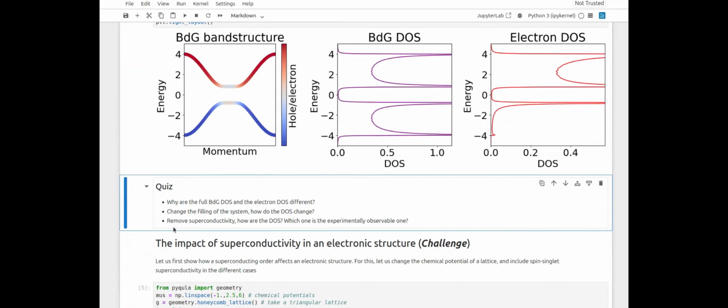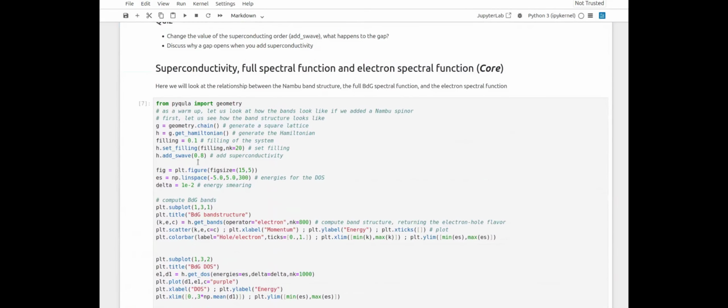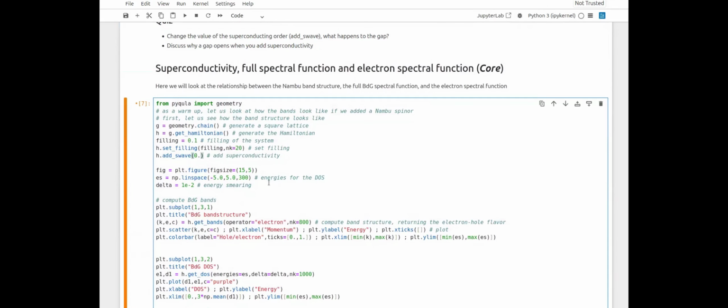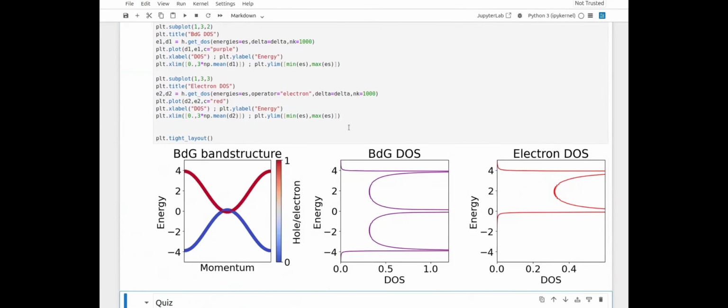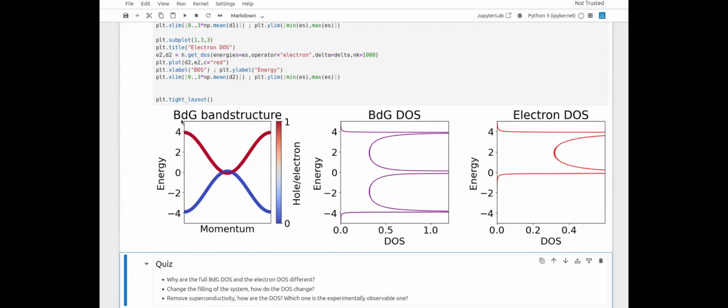And then the last question, remove superconductivity. How does the density of states look? And which one is the experimental observable? So if we want to remove the superconductivity, we can just change this value here, right? Or put it to a very small value, something like 10 to the minus 7. And so when we do this, we observe the following.